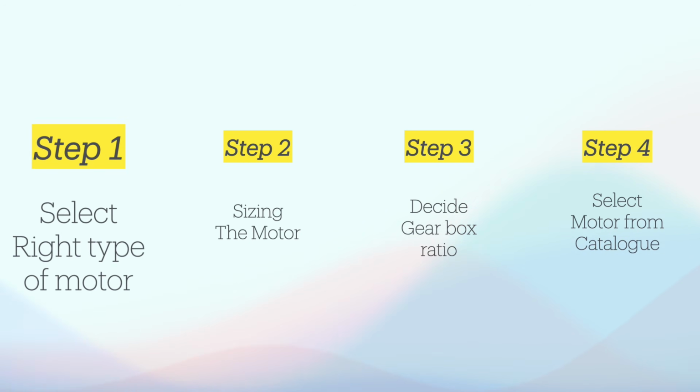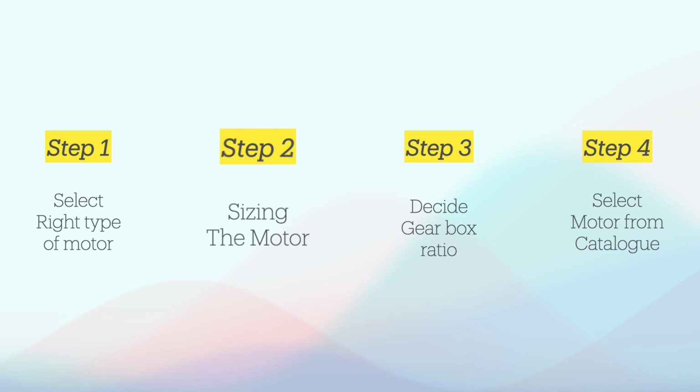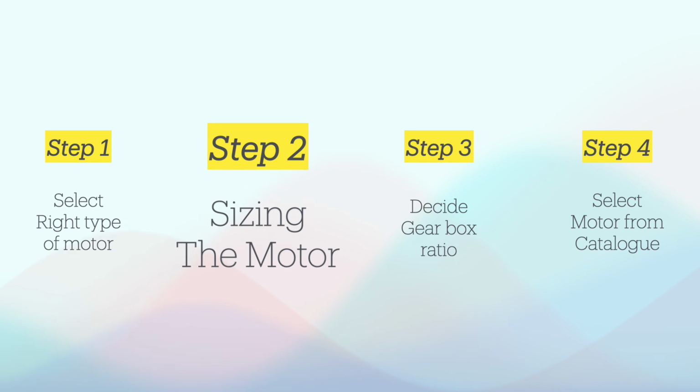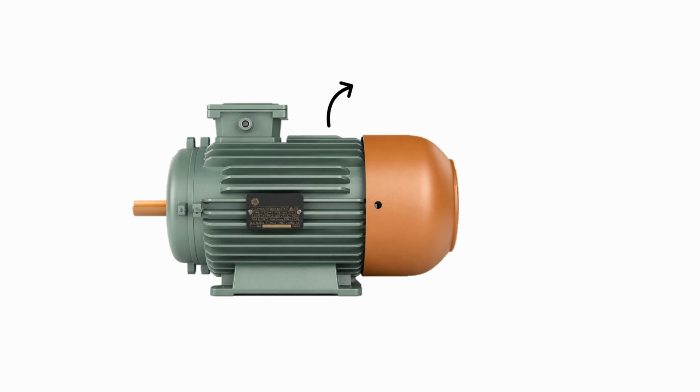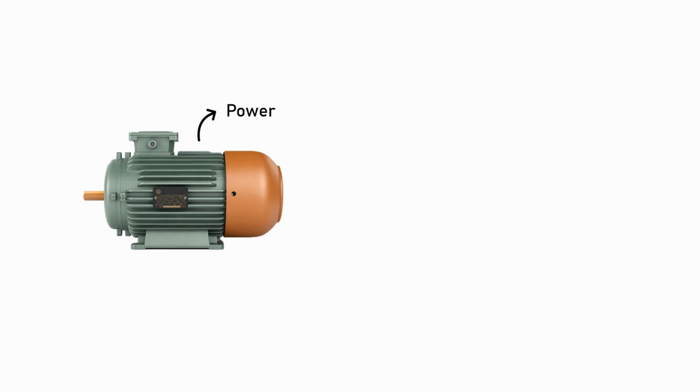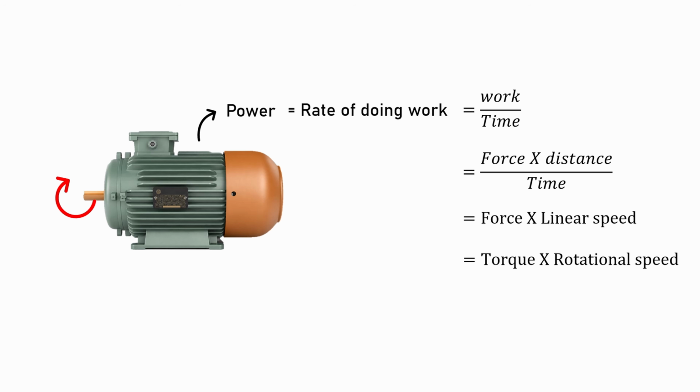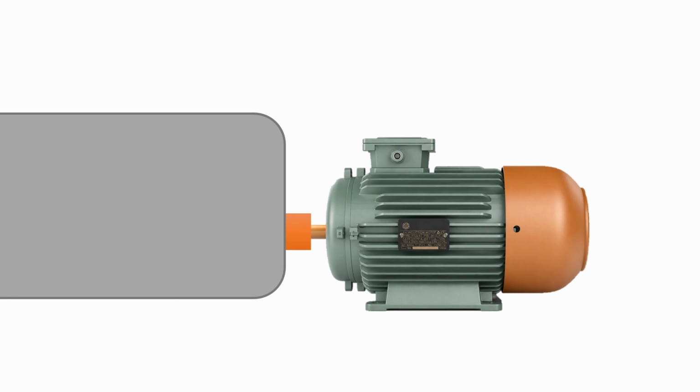Now, after selecting the right type of motor, the next step is properly sizing the motor. Motor size is usually expressed as power in kilowatt, watt, or HP. Now, power is simply the rate of doing work. And in case of motors, since the motion is rotary, motor power becomes motor torque multiplied by motor speed. So in order to estimate the motor power for any application, we must either know the required power of that application or the required torque and operating speed of that application.